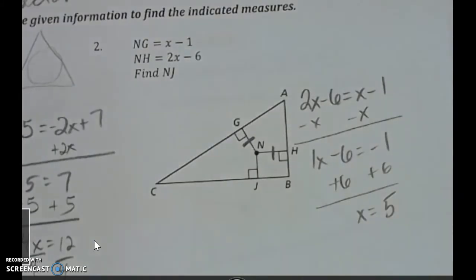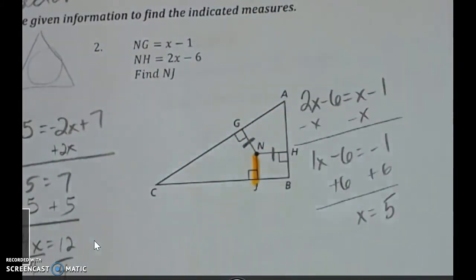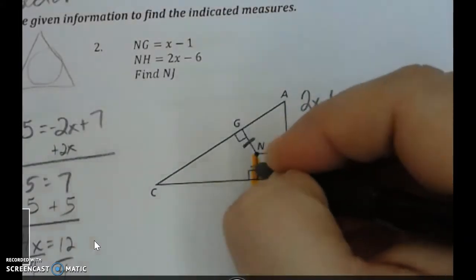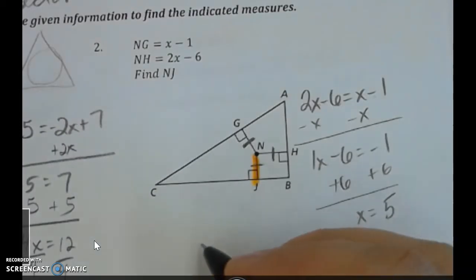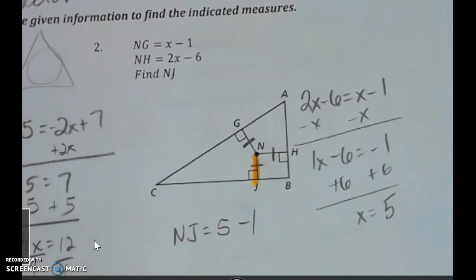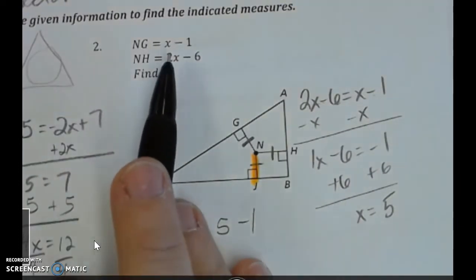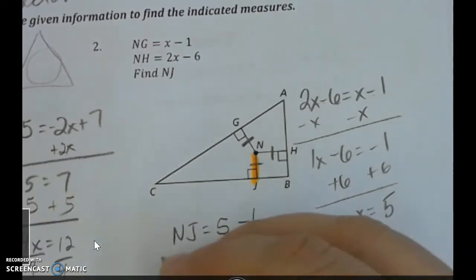Now it's the same idea as over on the other one. I'm looking for N to J. It doesn't have a number there, but I should know that it's equal, so I'm going to pick one of those two. I'm just going to pick the x minus 1. So N to J is equal to 5 minus 1, because I plugged in 5 for x in that first one. And so NJ is 4.